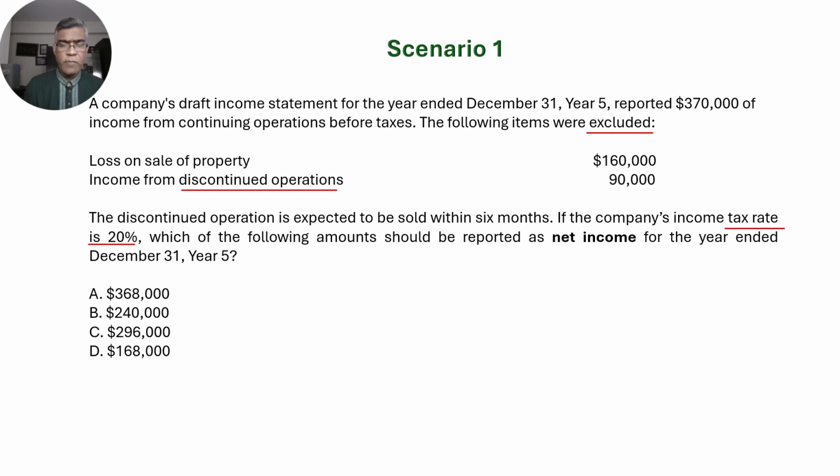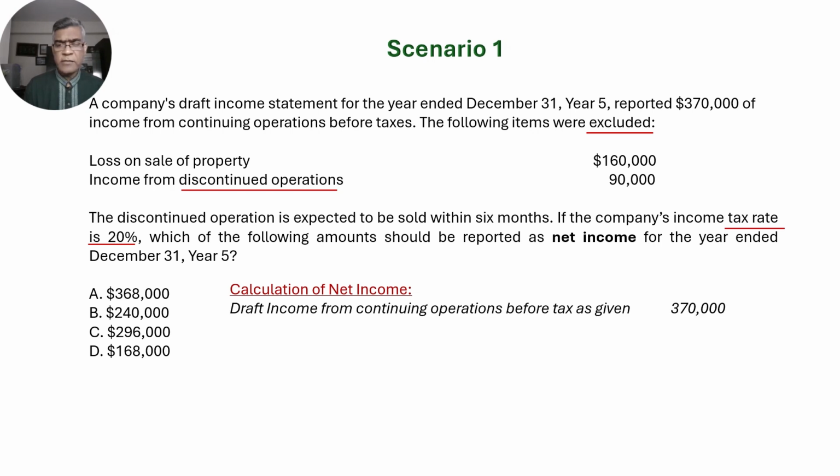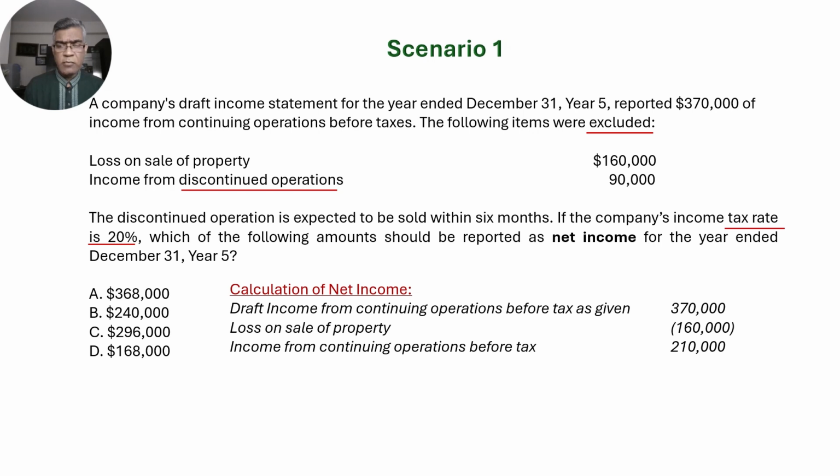We know both continuing and discontinued operations are part of net income. So we need to calculate it. Draft income from continuing operations before tax, 370,000. Less loss on sale of property, 160,000. After deduction of this, we get 210,000 income from continuing operations before tax. Now we need to pay tax. Tax rate is 20%. So 20% of 210,000 equals 42,000. After subtraction of 42,000 from 210,000, we get income from continuing operations of 168,000.